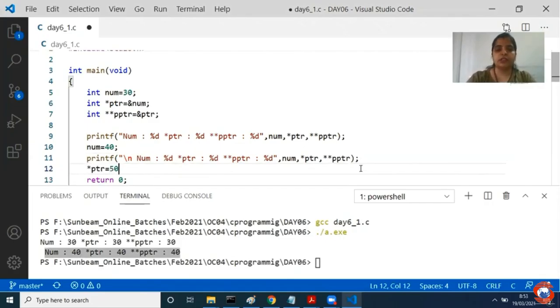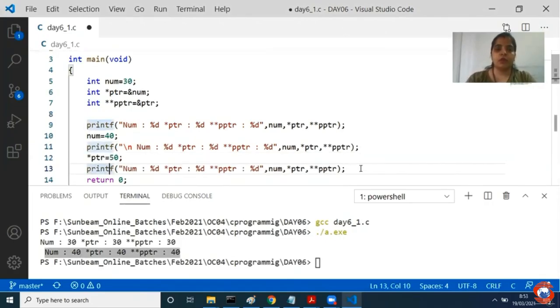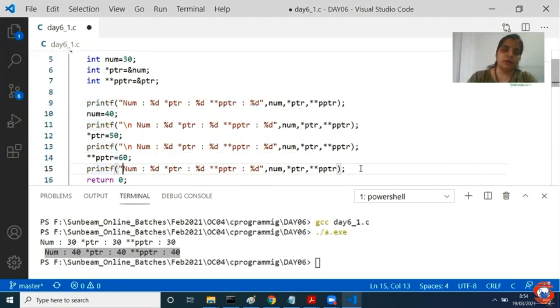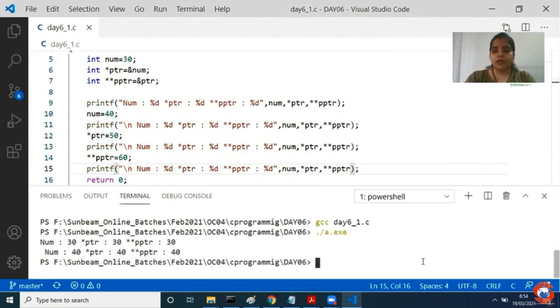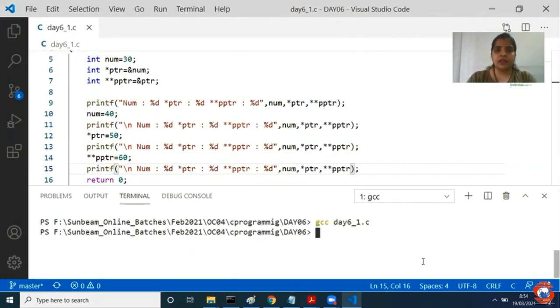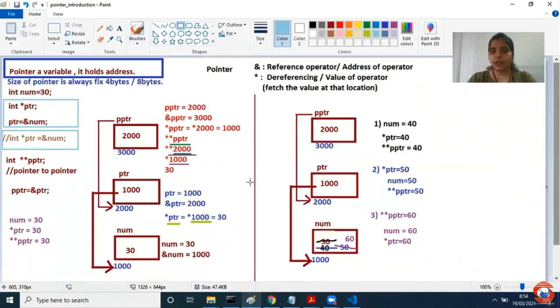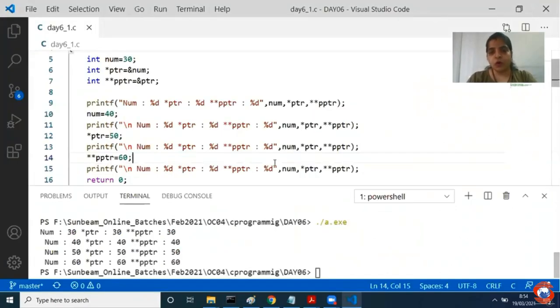Let us say, if I change the value through pointer one more time, let us observe. If I change the value through the pointer one more time, I'm printing that value. So initially num was 30. Num के through change किया, I've got 40. Pointer के through change किया, I've got 50 everywhere. And pointer के through change किया, I've got 60 everywhere. So I have proved all these points which are mentioned into this diagram. Hope you all have understood.